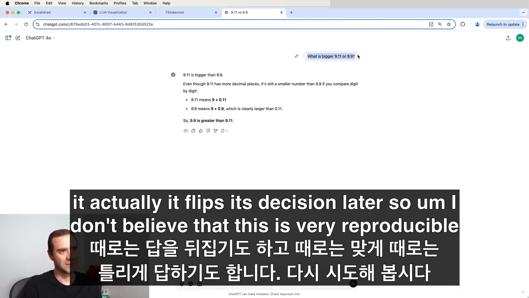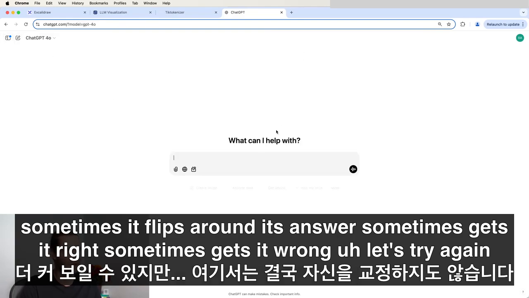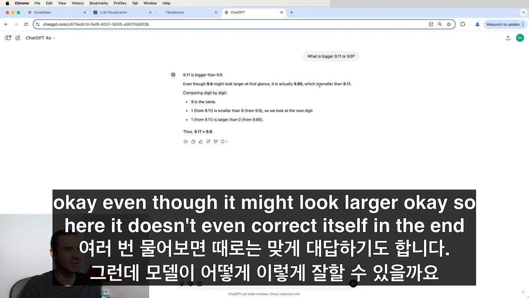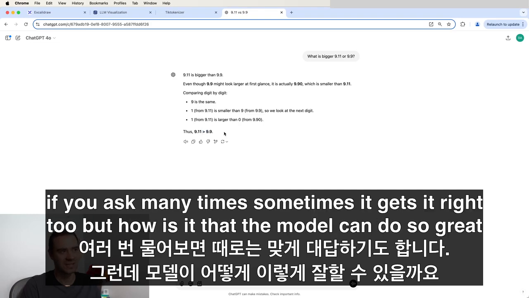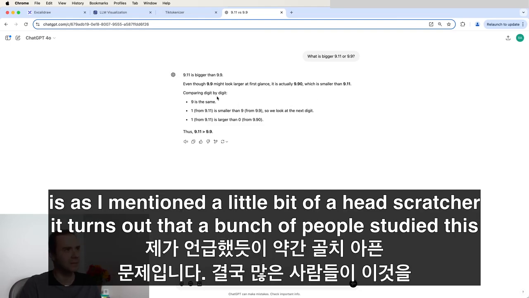So I don't believe that this is very reproducible. Sometimes it flips around its answer. Sometimes it gets it right. Sometimes it gets it wrong. Let's try again. Okay. Even though it might look larger, okay, so here it doesn't even correct itself in the end. If you ask many times, sometimes it gets it right too. But how is it that the model can do so great at Olympiad grade problems, but then fail on very simple problems like this? And I think this one is, as I mentioned, a little bit of a head scratcher.